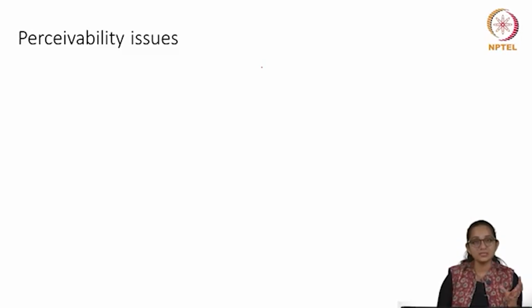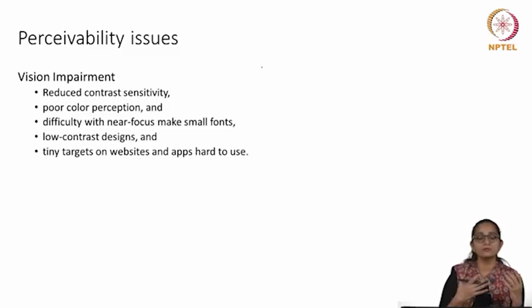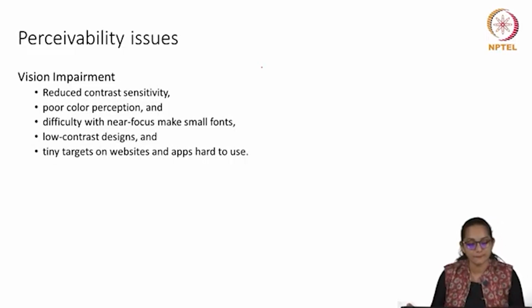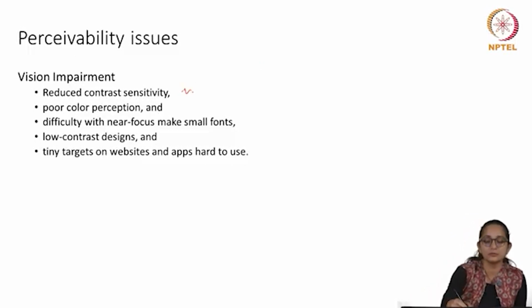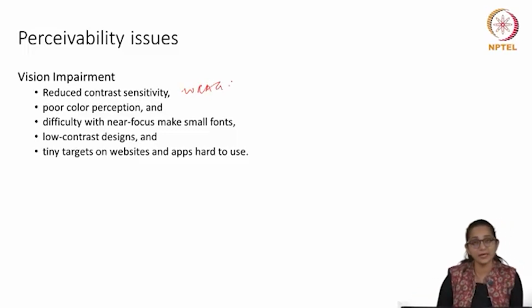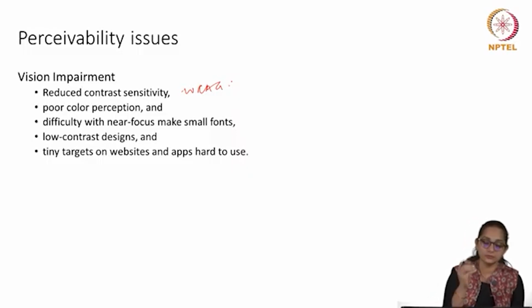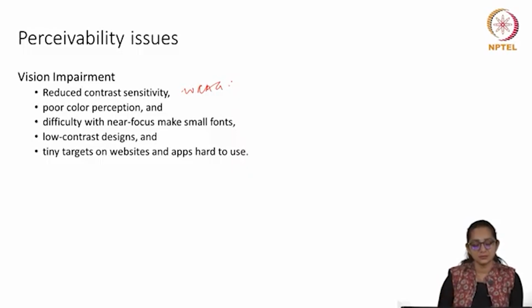And if we talk about perceivability issues, then as we talked about, the vision impairment related issues. So, reduced contrast is a very well known WCAG guideline, and I think we should try to adapt to it. And there may be poor color perception, and difficulty with near focus elements which have small fonts, low contrast designs, tiny targets. So, of course, tiny targets on websites and apps make them hard to use.